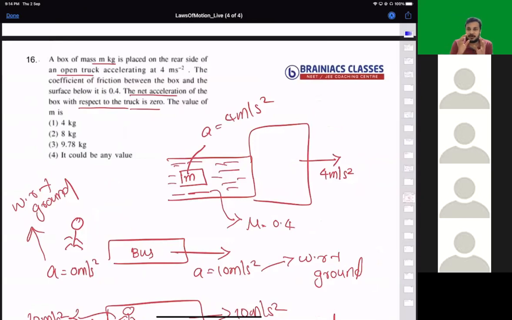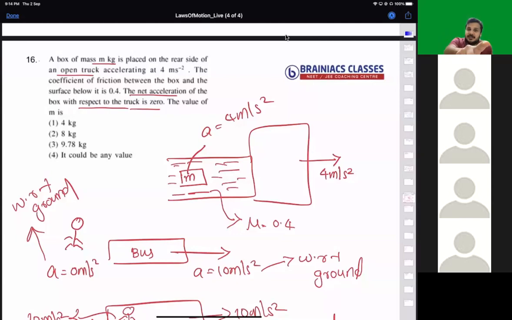Yes, sir. Okay, whatever I am trying to say is that the block, I mean the box, has the truck's speed. The acceleration of the mass with respect to the truck is 4 meter per second square, and the acceleration of the truck is 4 meter per second square.